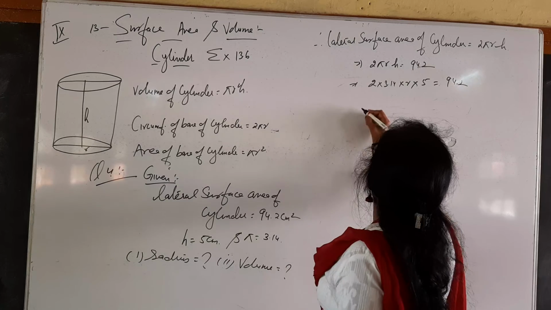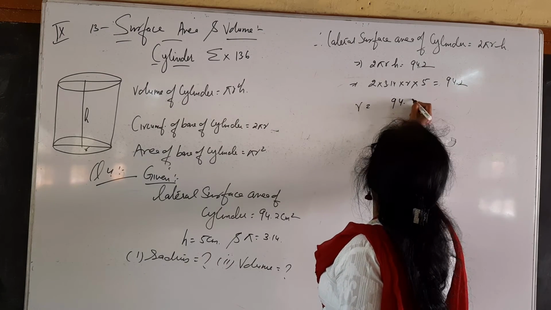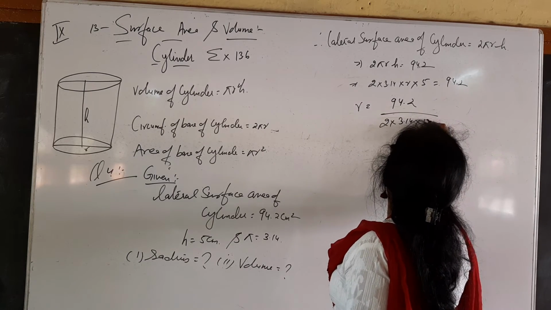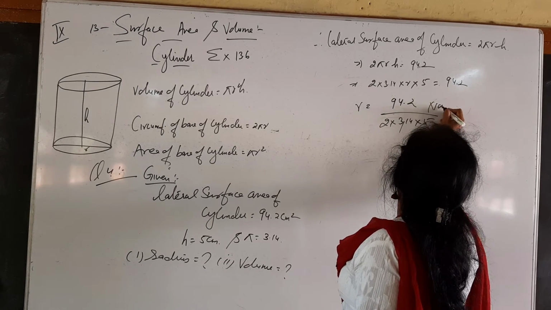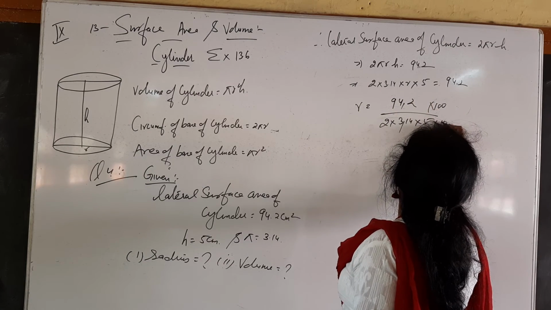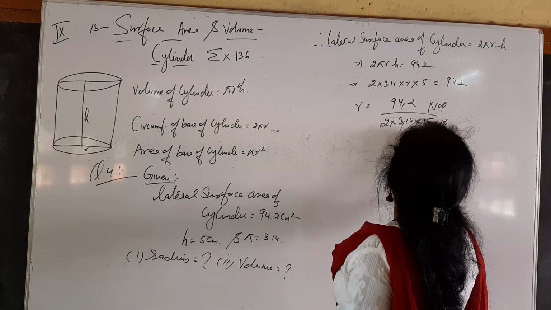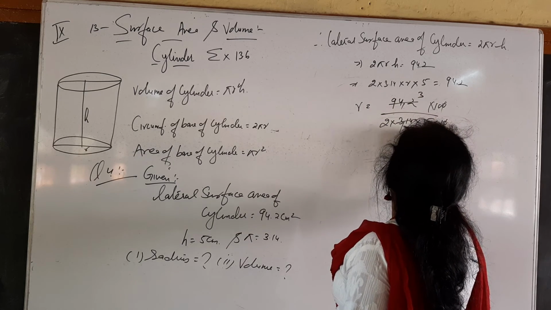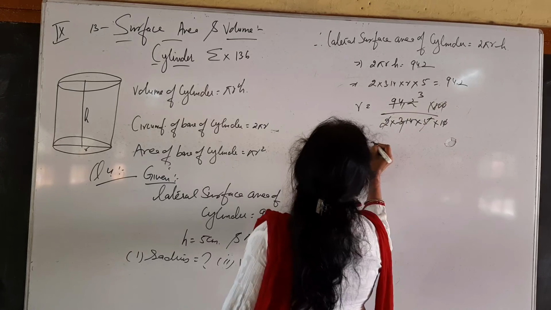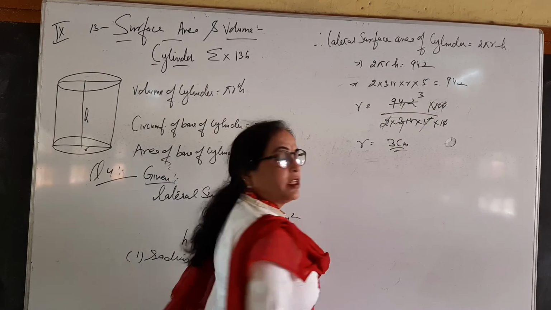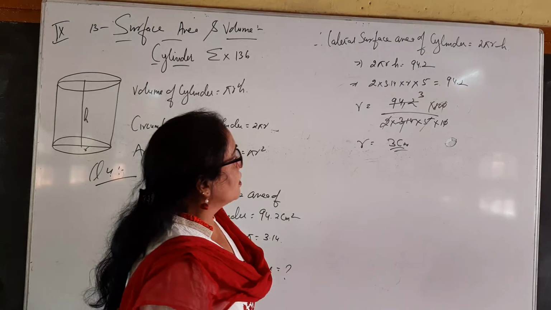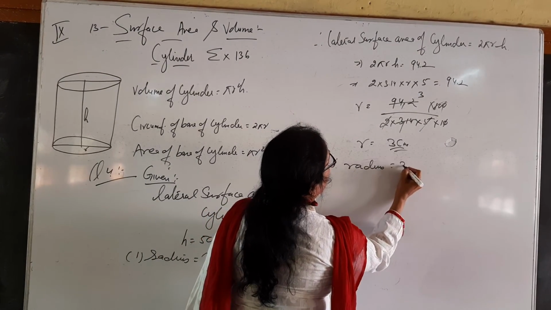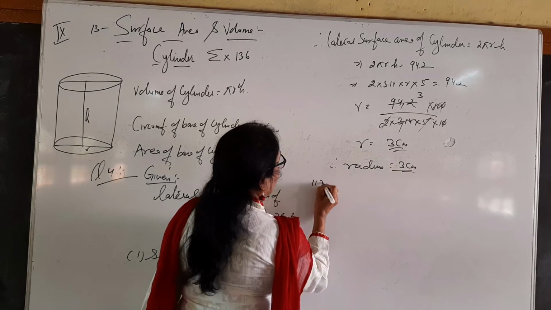We will find from here r equal to 94.2 upon 2 into 3.14 into 5. This cancels 3 times, and this cancels this. So r equal to 3 centimeter. Therefore radius equal to 3 centimeter. Then we have to find the second, volume.